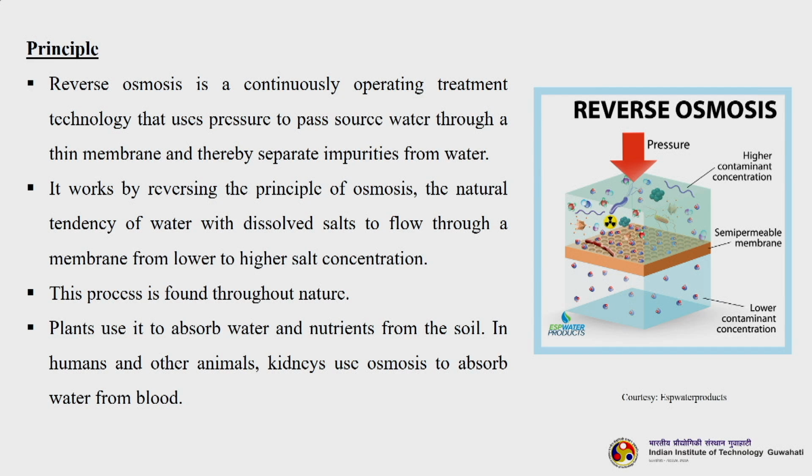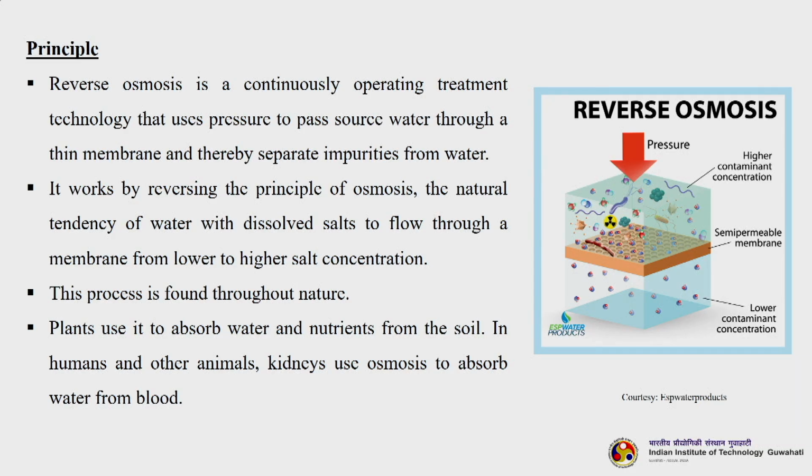RO is a continuously operating treatment technology that uses pressure to pass source water through a thin membrane, thereby separating impurities from the water. You are applying pressure to overcome the delta pi, the osmotic pressure, so that flow from the contaminated or concentrated water passes through the membrane and moves to the lower contaminated or lower concentrated side. Here we are talking about contamination because we are talking about seawater desalination or brackish water desalination, the major applications of reverse osmosis.